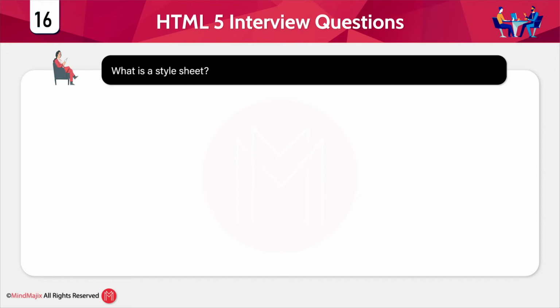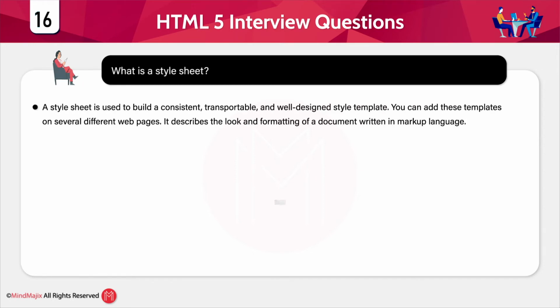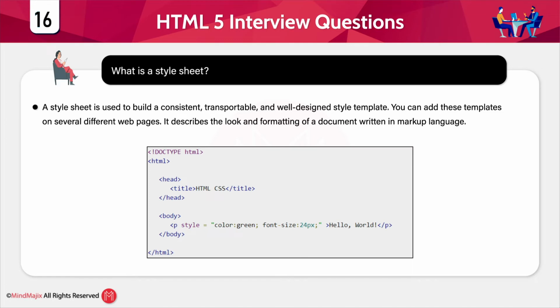What is a style sheet? A style sheet is used to build a consistent, transportable and well-designed style template. You can add these templates on several different web pages. It describes the look and formatting of a document written in a markup language. For example, if you go for writing a style sheet, that is a cascading style sheet.